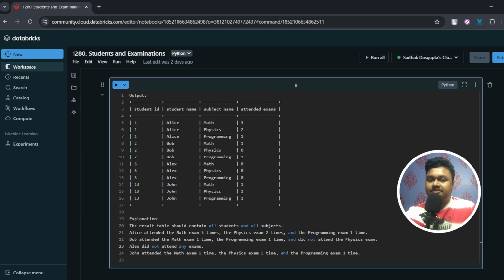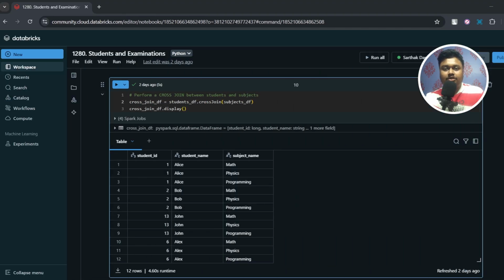Now let's see the solution and how we can solve it. The first thing I'm going to do is apply a cross join between the student df and subject df so that each and every subject is mapped with each and every student. Basically, the student Alice has attended the lectures for each and every subject, that is math, physics, and programming. And the same goes for student number 2, student number 13, and student number 6 as well.